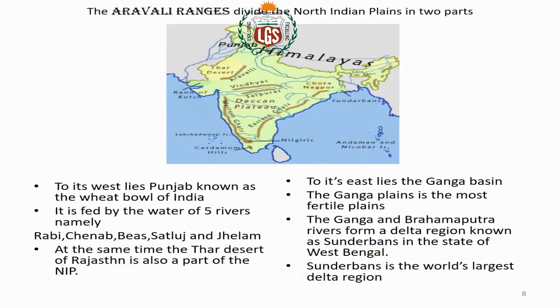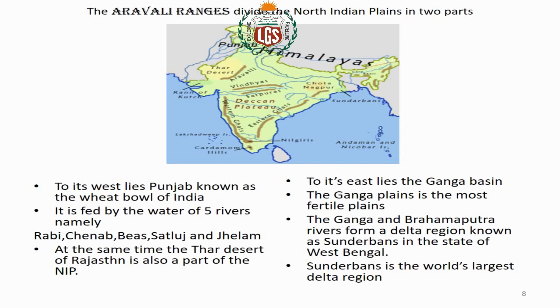The North Indian Plain is divided into two parts by the Aravalli Ranges. The part to the east of the Aravalli Range is totally different from the one in the west. Now the part which is to the west of Aravalli again has two distinct features. One part to the west is Punjab, and it is known as the wheat bowl of India. It is fed mainly by the water of 5 rivers. You all know them: Ravi, Chenab, Byas, Satluj and Jhelum.